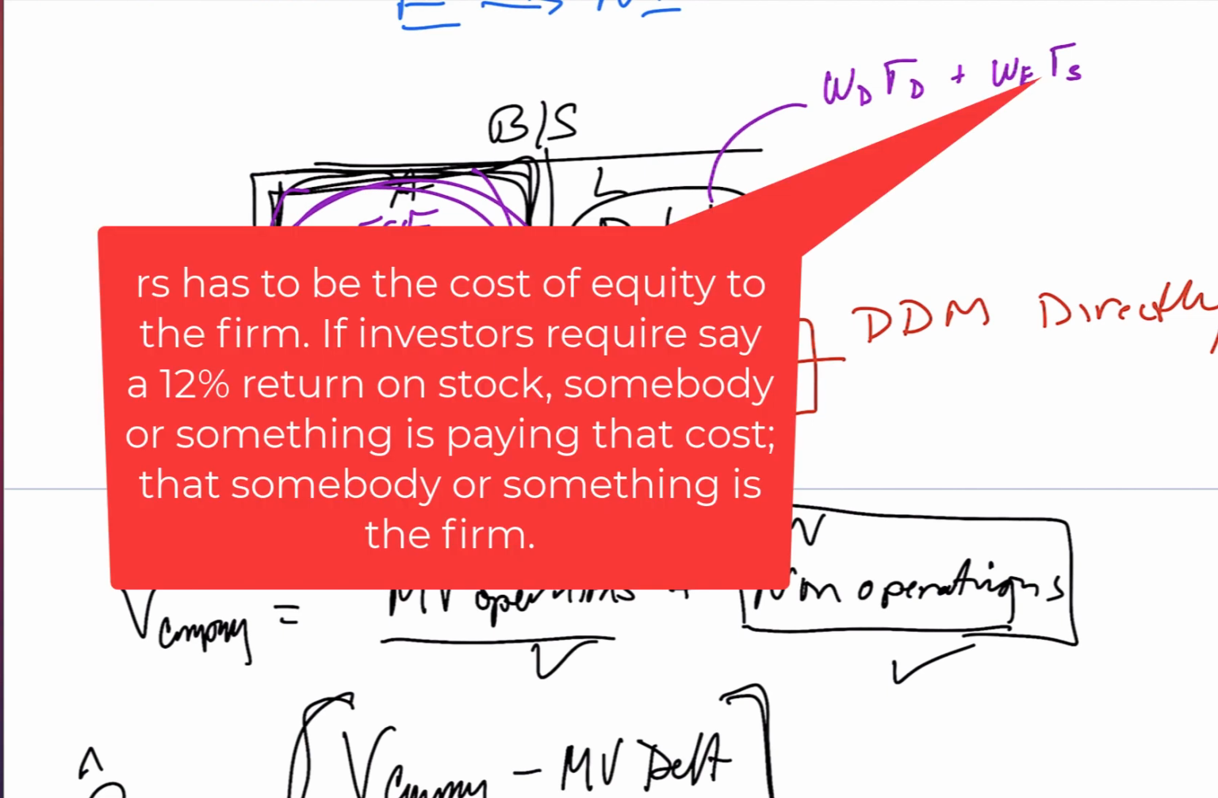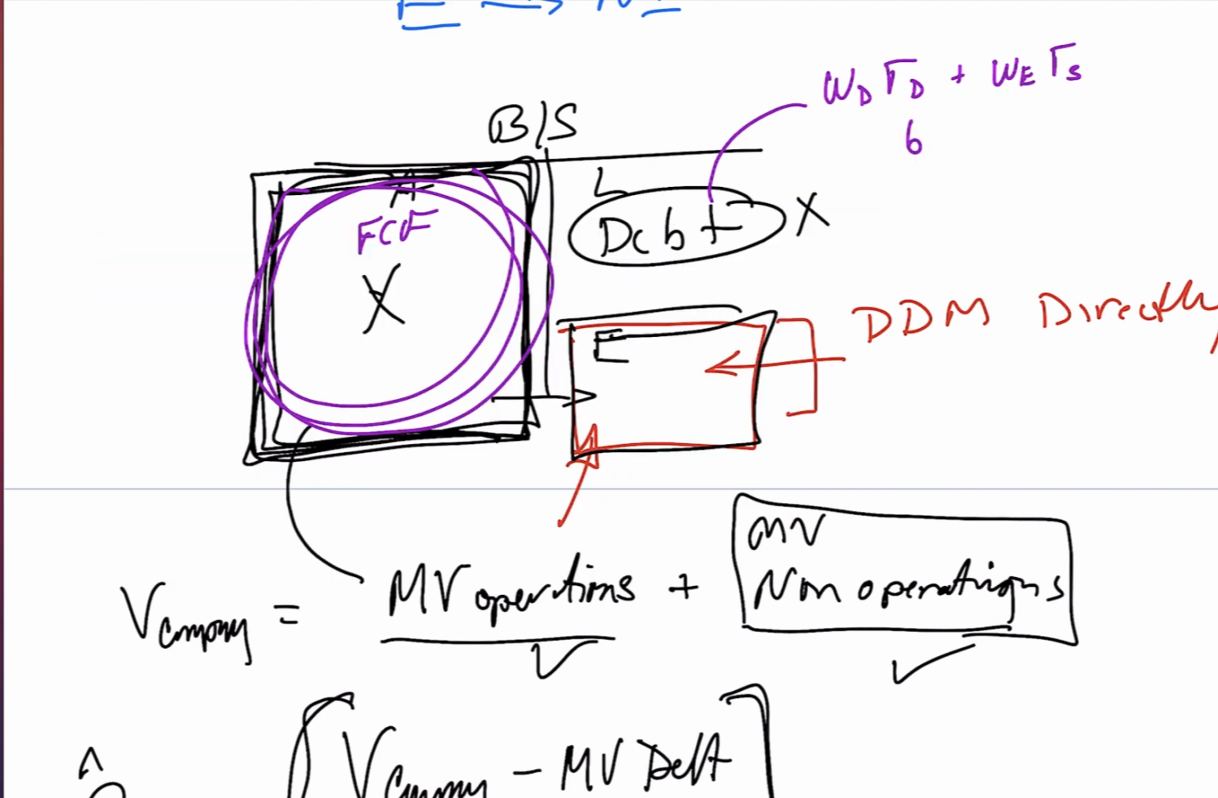So if this happens to be 6%, your cost of debt or yield to maturity, and your cost of capital, your required return on equity, is 12%, and let's just assume that we have 50% of our capital structure in debt and 50% in equity, then our weighted average cost of capital will be 9%.